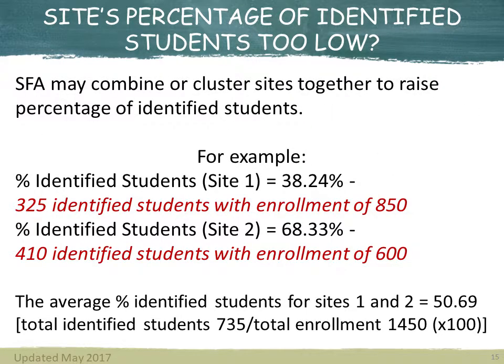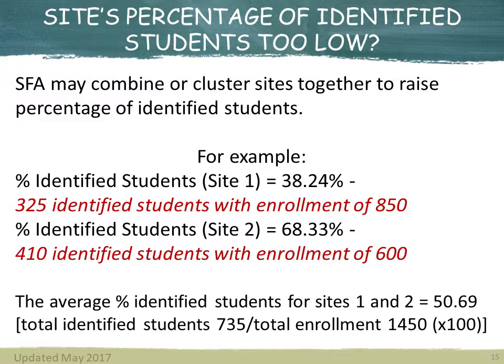Okay, so when you have a site where the identified student percentage is too low, most of you probably have some school in your parish, in your district, where the makeup is a little different than some of the others. So it's a magnet program, it's a charter school, it's something that's a little bit different. And so a lot of times they may not qualify, but being able to combine them with others may get you to where you still are eligible for CEP. So in this example, we have our percent of identified students. It's 38.24, so we have 325 identified students, with an enrollment of 850.